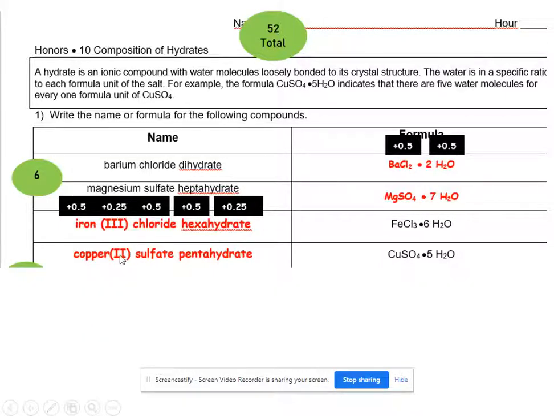These two actually need Roman numerals because these are metals that have more than one charge. These two do not need Roman numerals because they are not metals that have more than one charge. But it's a half point for the metal, a quarter of a point for the Roman numeral, half point for the anion, half a point for the prefix, and then a quarter of a point for the word hydrate. So iron, Roman numeral 3, chloride hexahydrate, copper, Roman numeral 2, sulfate pentahydrate.